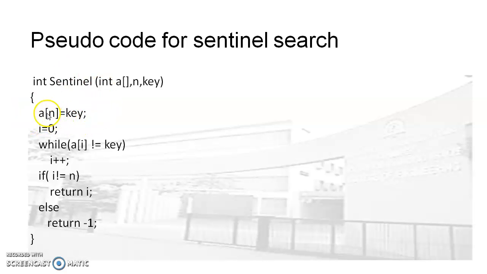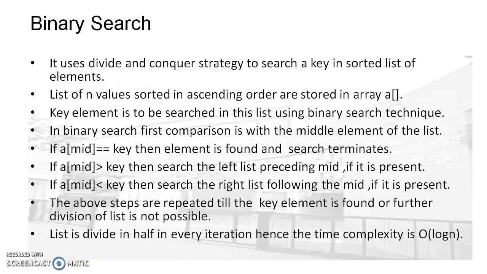The key is being appended at the end position of the array, and then starting from index 0 up to the key being found, the search continues. If the key is found at position I, which is the last position, then it returns the I value, indicating an unsuccessful search. Whereas if the key value is not the last element, then it is a successful search. Else, if the key value is the last element, it returns an unsuccessful search. So that is sentinel search.